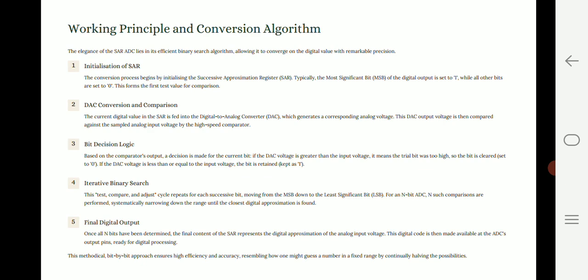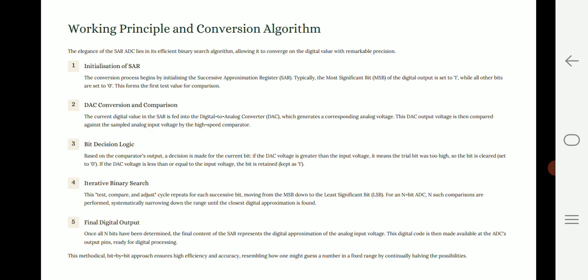The working principle has mainly five stages: initialization of the SAR, DAC conversion and comparison, bit decision logic, iterative binary search, and finally the digital output. Let me explain each. The first one is initialization of the SAR. The conversion process begins with this stage.